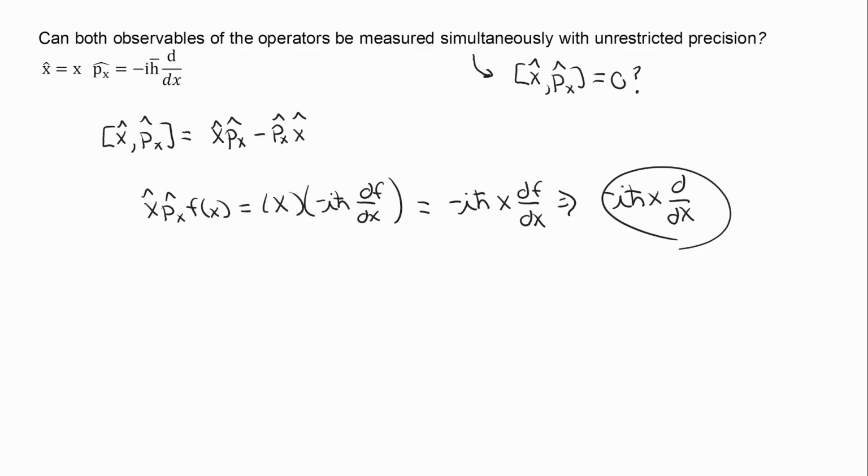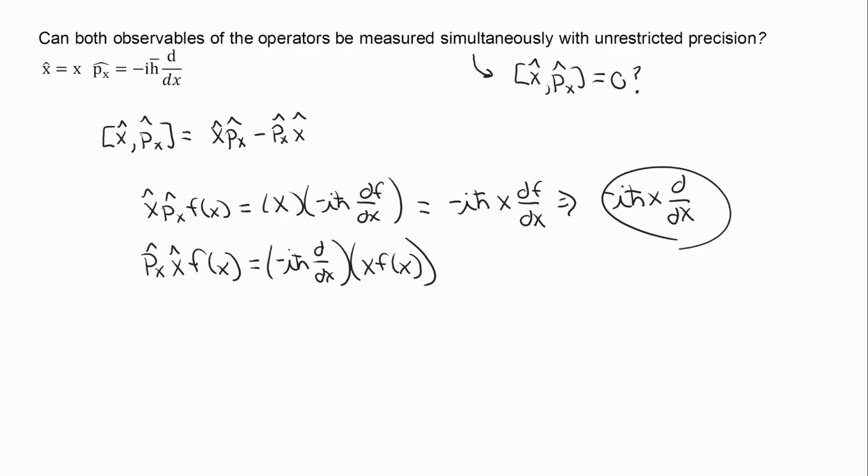So let's look at p of x applied second, and then our x applied onto our f of x function. Here, we're going to have minus i h bar d over dx. That's going to apply onto x times our f of x function. This is very important, and this is where most students make a mistake. So don't be one of those students.